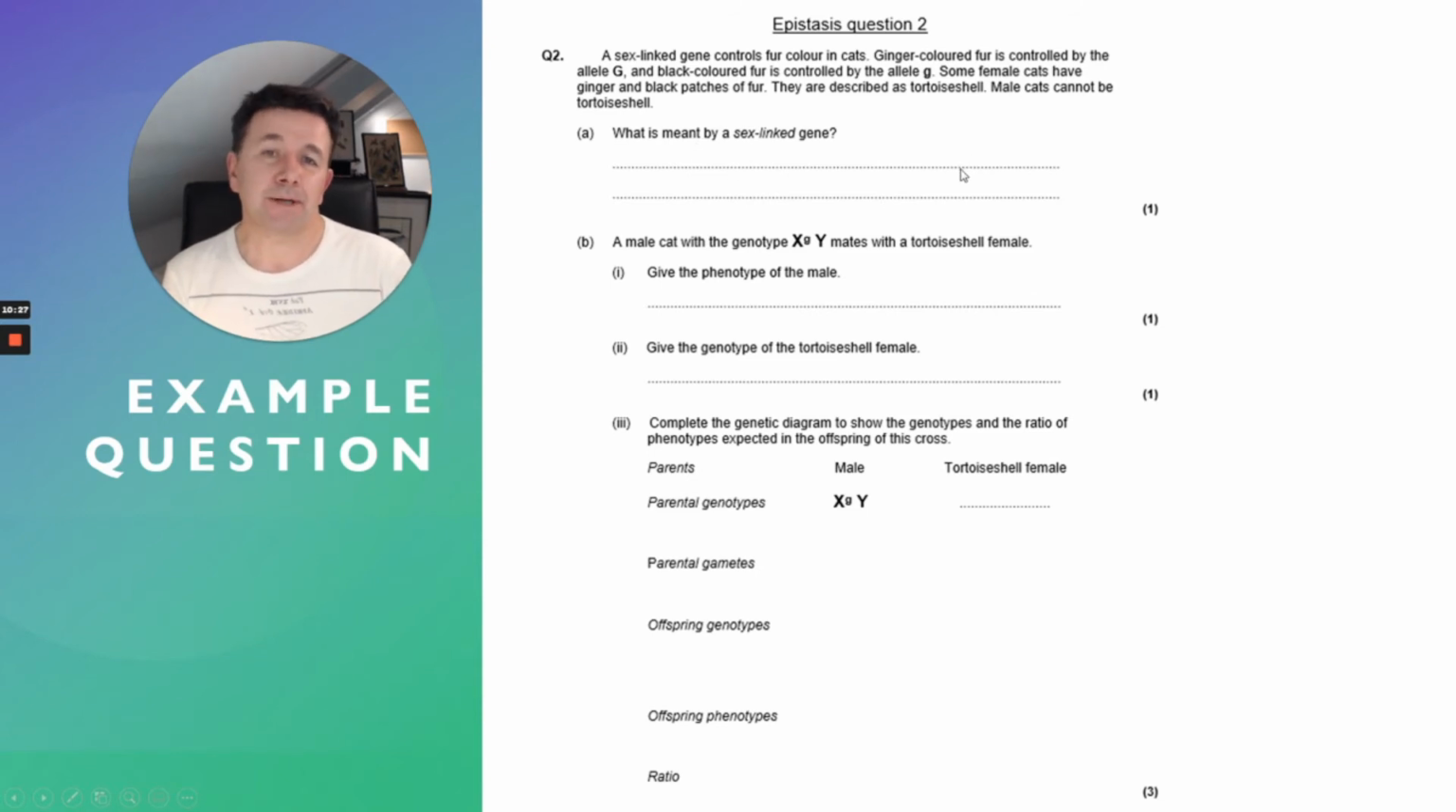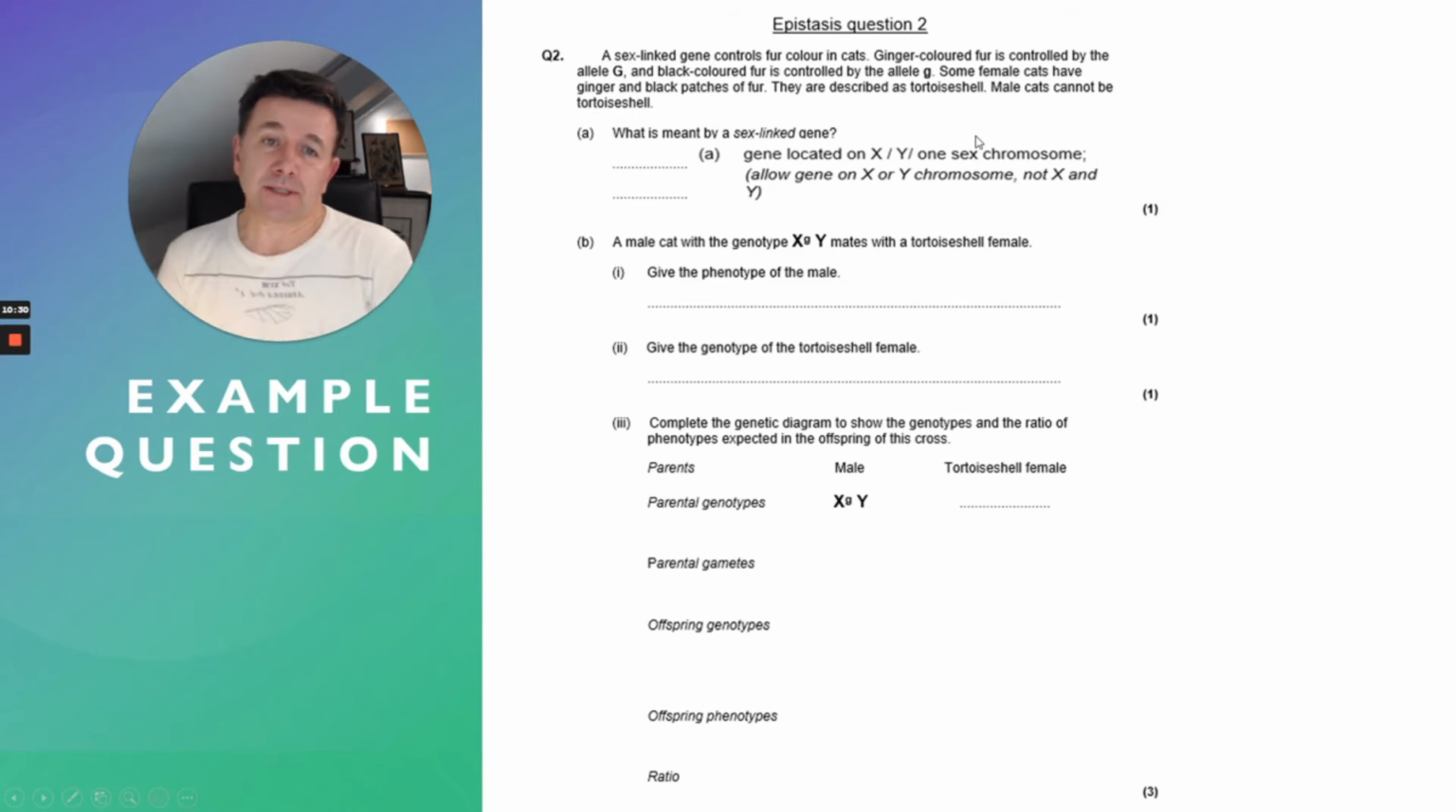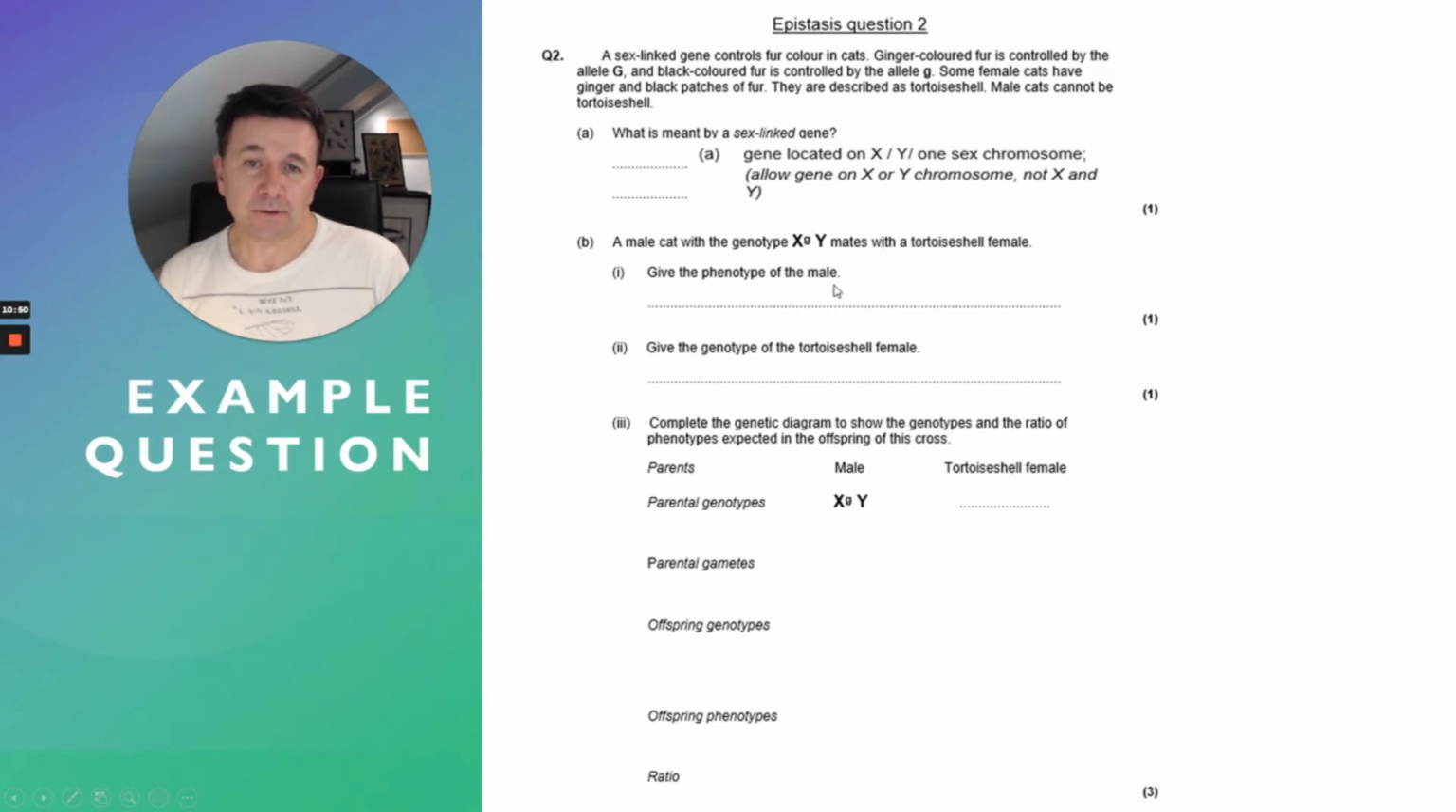So what is meant by a sex-linked gene? Well, it's a gene that's located on the X or Y, on one of the sex chromosomes. Okay, so a male cat with the genotype X little g Y mates with a tortoiseshell female. Give the phenotype of the male. So X little g, black-coloured fur is controlled by the allele little g, so therefore it must be black. Give the genotype of the tortoiseshell female. Well, it's going to be heterozygous, so X big G, X little g.